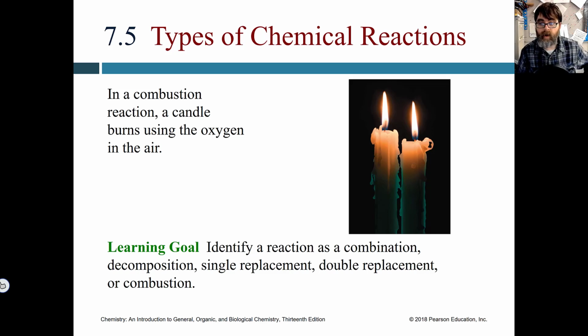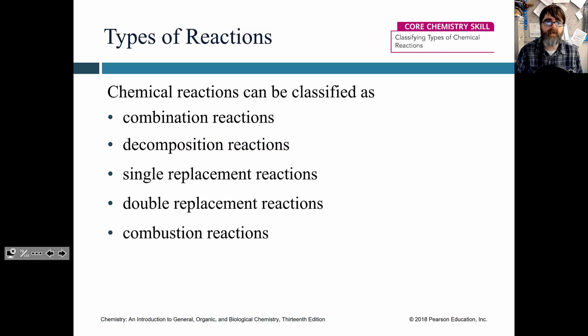Now that we've talked about how to write chemical reactions and balance those equations, we're going to talk about the different types of reactions that there are. There's an example here, but we're just going to dive straight into the notes. There are different types of chemical reactions, and they can be classified as combination, which you'll also hear called synthesis.